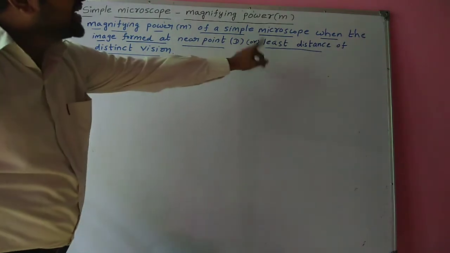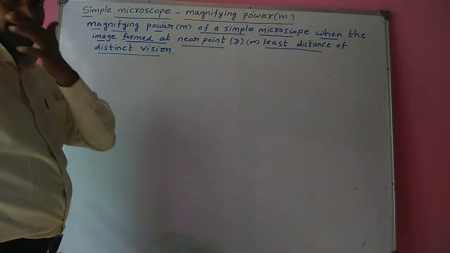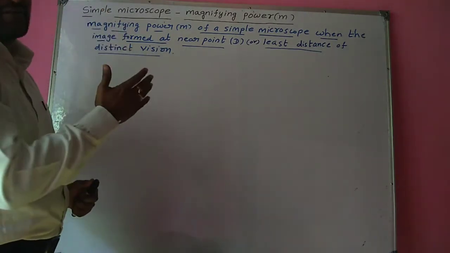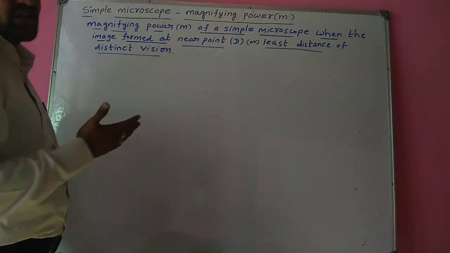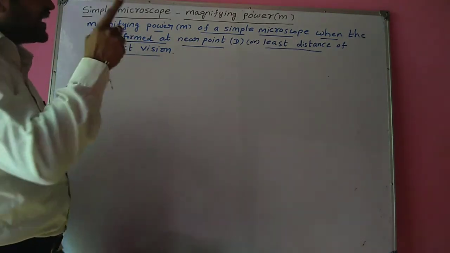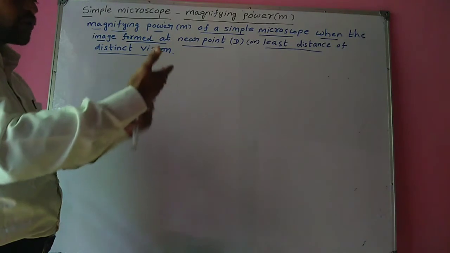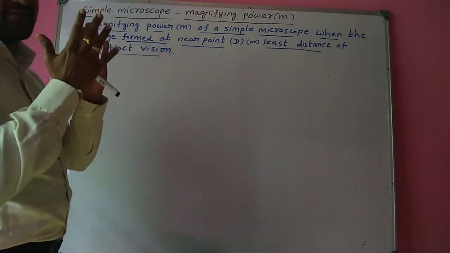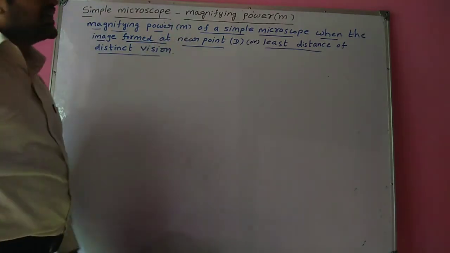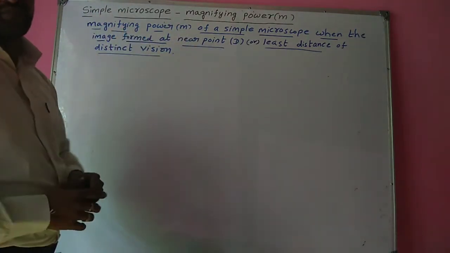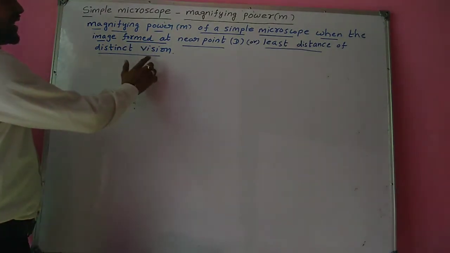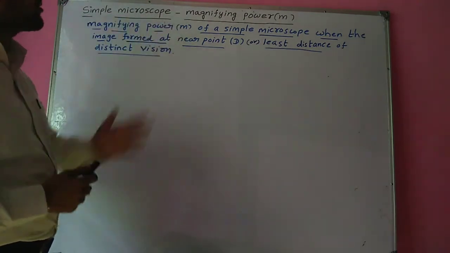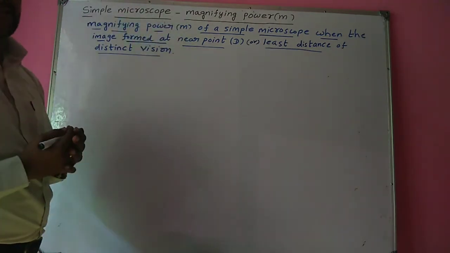It is also called the least distance of distinct vision. So what does least distance of distinct vision mean? The closest distance from the eye for which the eye lens can focus the image on the retina. That means the closest distance for which the object is clearly visible. That is called the near point, also called the least distance of distinct vision. Now, when the image is formed at near point, what is the magnifying power of the simple microscope? Let us discuss that.